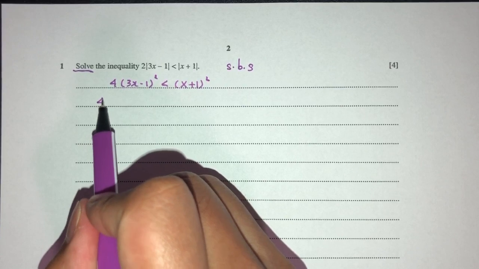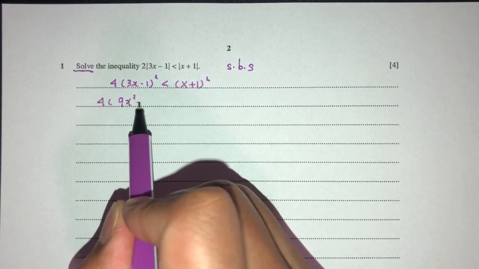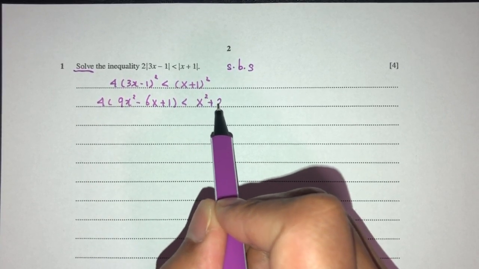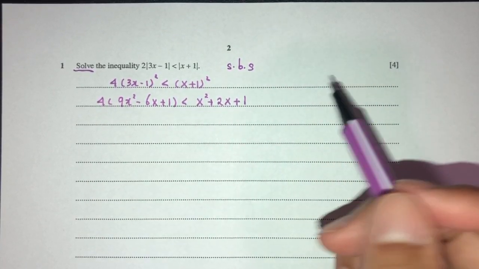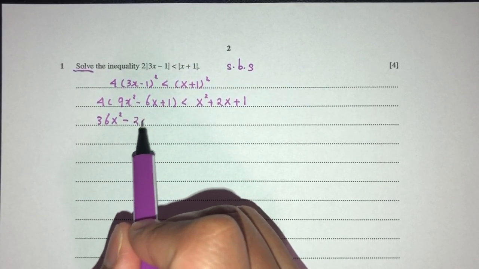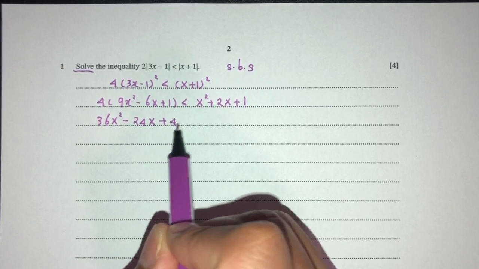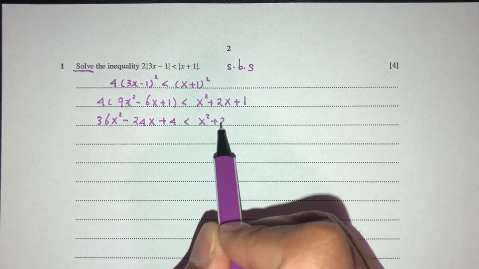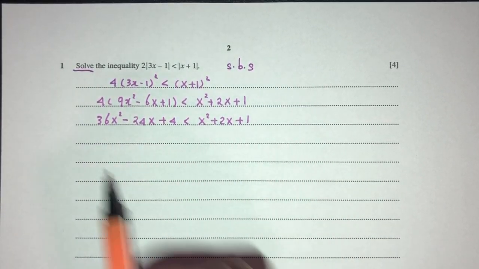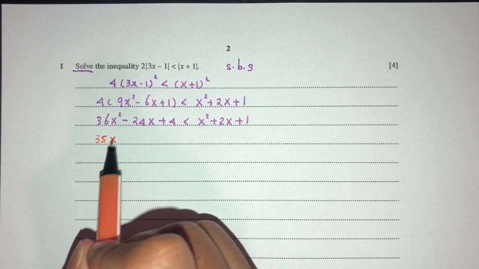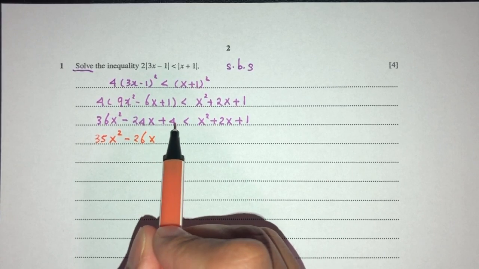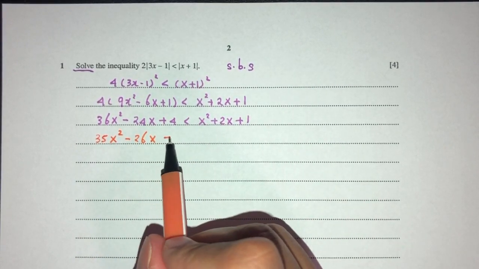Simplify, you will have 4 here, that should become 9x squared minus 6x plus 1 less than x squared plus 2x plus 1. Now expand, that will become 36x squared minus 24x plus 4 less than x squared plus 2x plus 1. Now send everything to one side. On this side, that should be 35x squared, minus 24 minus 2 should be minus 26x, plus 4 minus 1 should be plus 3.